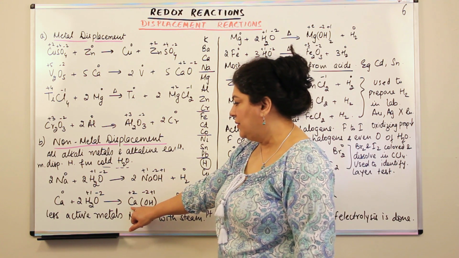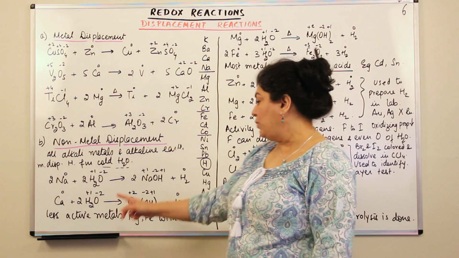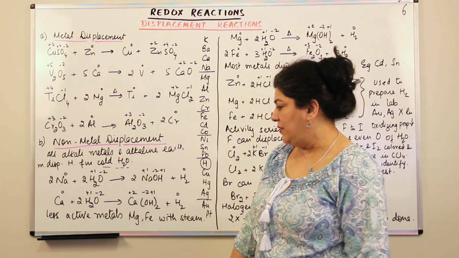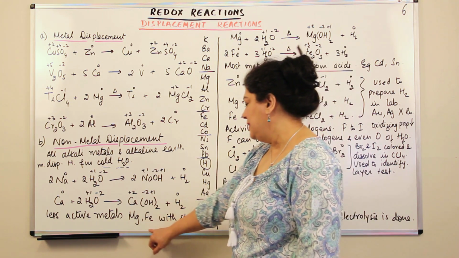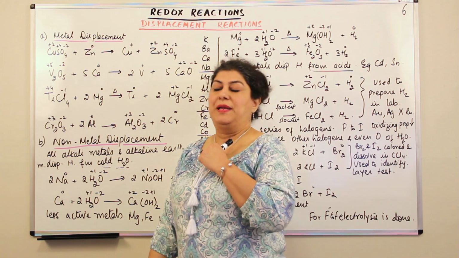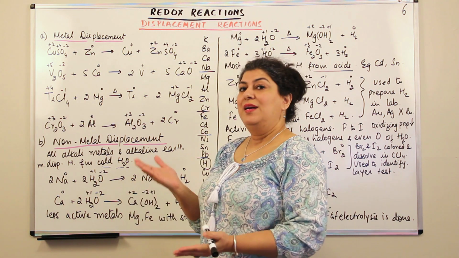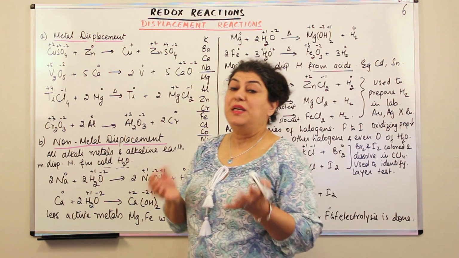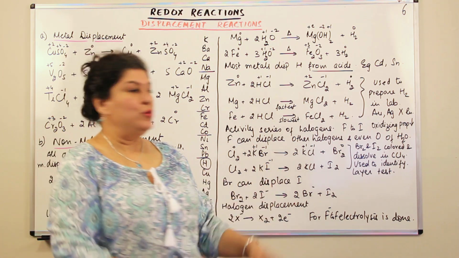In the reaction here, calcium goes from 0 to +2, so it gets oxidized. Hydrogen from +1 goes down to 0, therefore it is reduced. If you have less active metals like magnesium and iron, they would not react with cold water. They would displace the hydrogen from water, but the conditions of the reaction would have to be a little more severe. You'd have to heat up the water and then they would react.